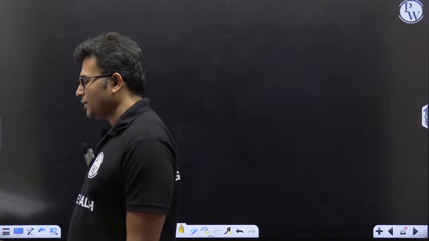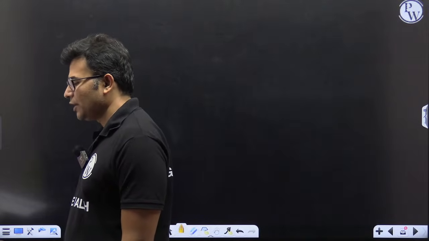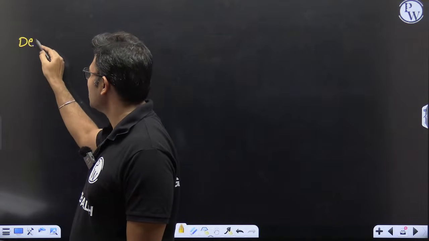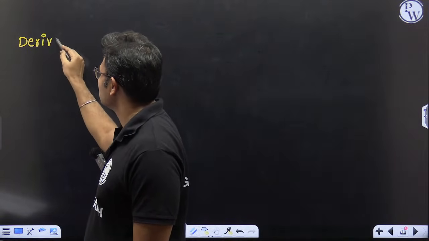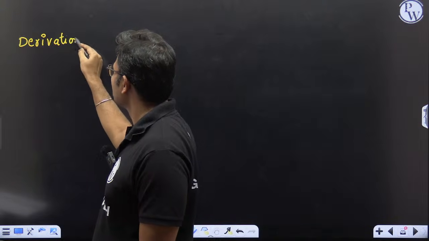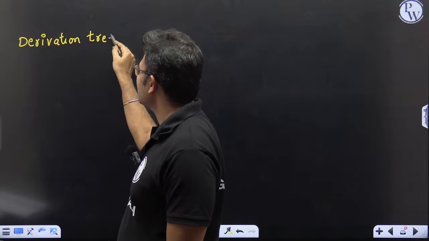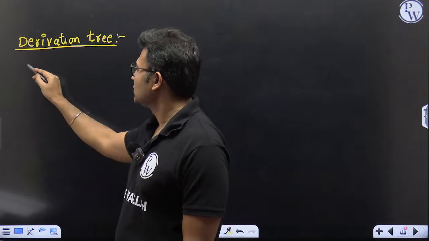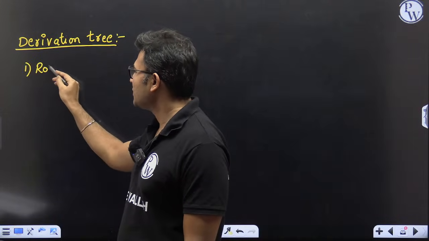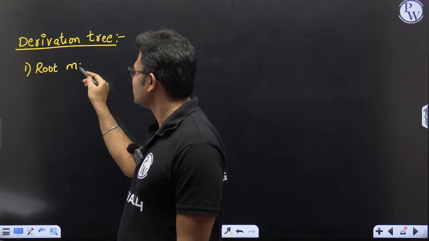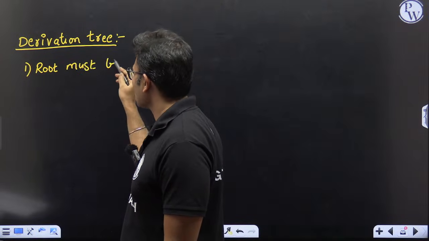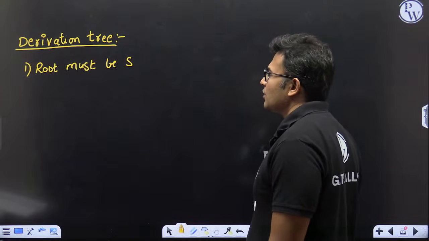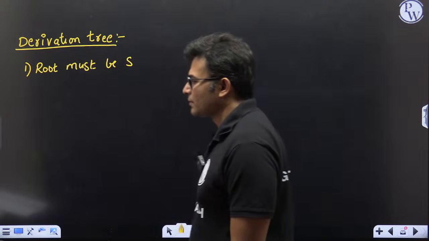Now you know what is a derivation tree. I will tell you later. So what is a derivation tree? We'll discuss it now only. Derivation tree: the root must be S.